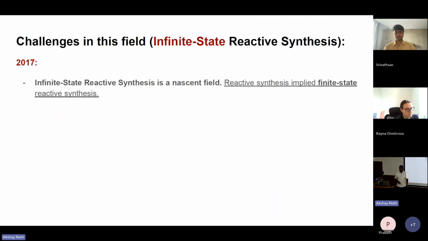When we started this problem in around 2017, there were a lot of challenges. Infinite state reactive synthesis was a very, very nascent field. Back then, very few or none, to the best of our knowledge, even spoke about infinite state reactive synthesis in this specific context. There were also approaches which were unsound. And reactive synthesis back then majorly handled finite state reactive synthesis.